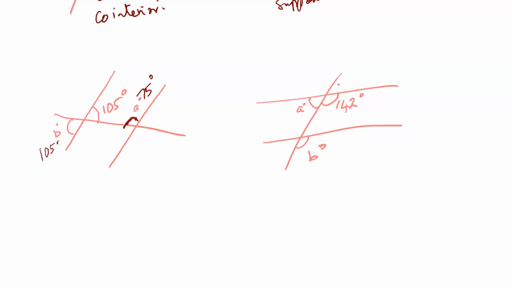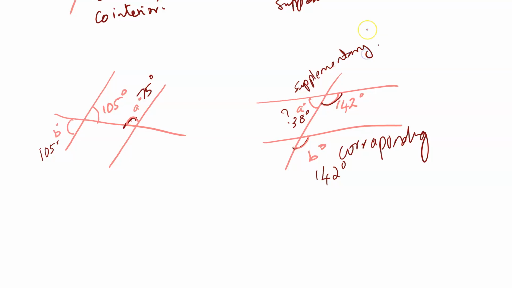This is 142. Now corresponding angles in parallel lines. Okay, so B is 142 because they are corresponding angles. So this is also 142 degrees. This is 142, so what will A be? Because it's supplementary. Can you see that? So that must be 38. What's the reason? Supplementary. So just remember these terminologies and that will certainly help you.